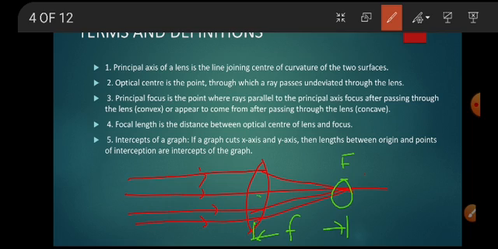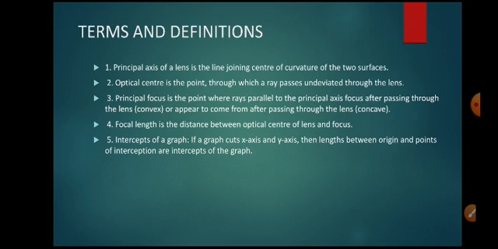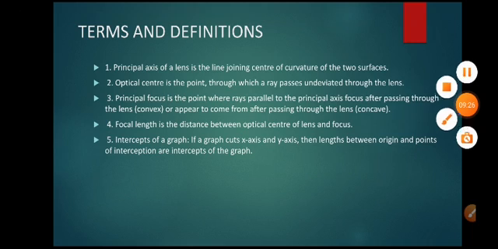So the focal length is the distance between the optical center and the focus. If the graph cuts the x-axis and y-axis, then the length between the origin and the points of interception is taken from the graph. These are the basic terms involved in this experiment.